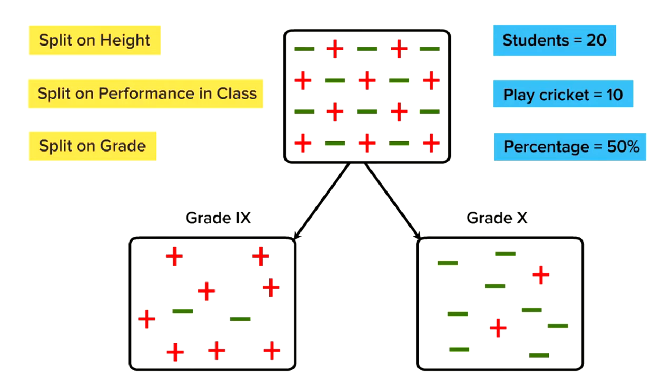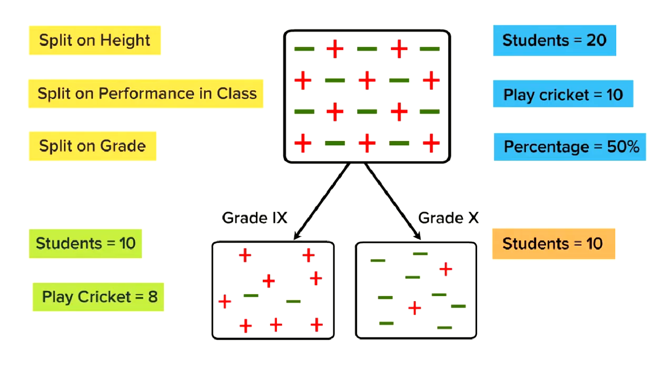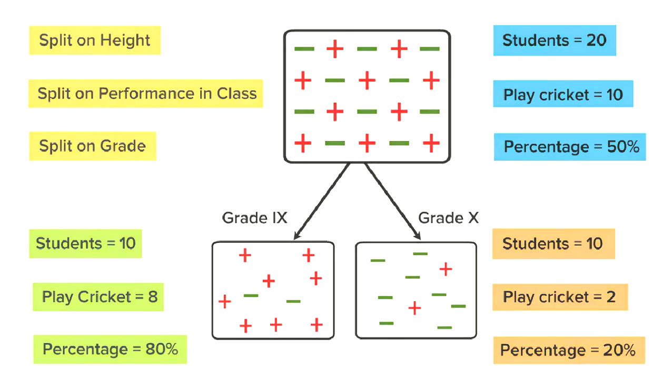A lot of students in grade 9 play cricket, whereas the number is less if we look at class 10. Maybe students in class 10 are busy with their board exams. Let's look at the numbers and percentages. So, in our data, we have 10 students from class 9 and 10 from class 10. In class 9, 8 out of 10 students play cricket, which is exactly 80%. Whereas in class 10, 2 out of 10 students play cricket, which is 20%. This is how we can split data based on the features available to us.